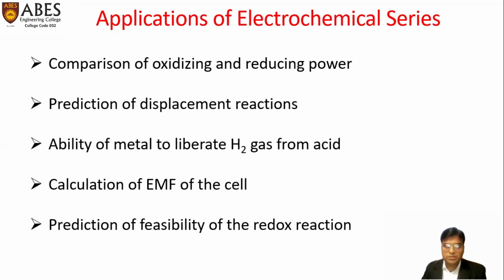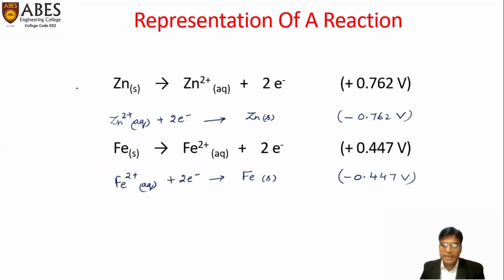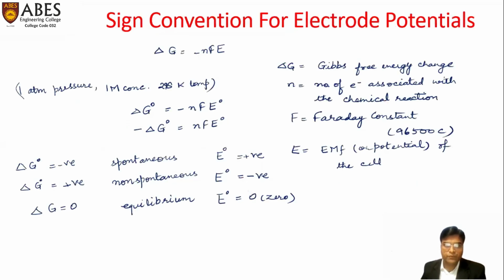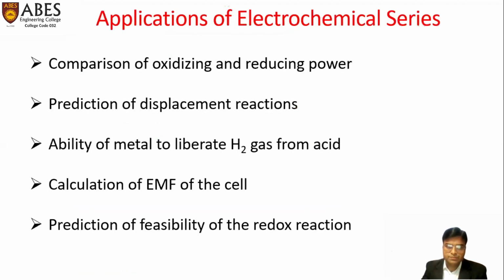Prediction of feasibility of the redox reaction. We know that spontaneity of the reaction can be determined with the help of the Gibbs free energy change. If E value is positive, the delta G value will be negative and the reaction will be spontaneous. So we can predict the feasibility of the redox reaction with the help of calculation of EMF. If E is positive, then the reaction will be feasible.